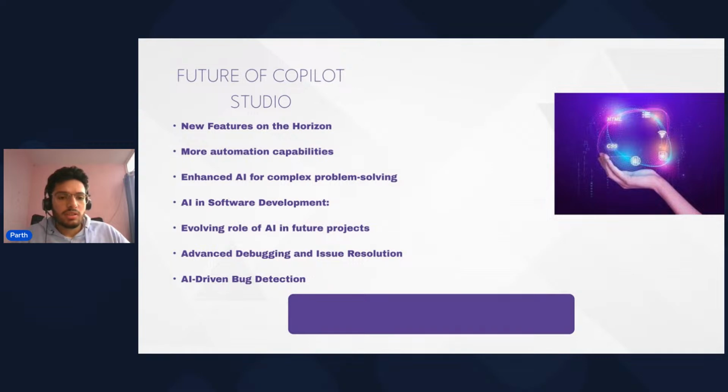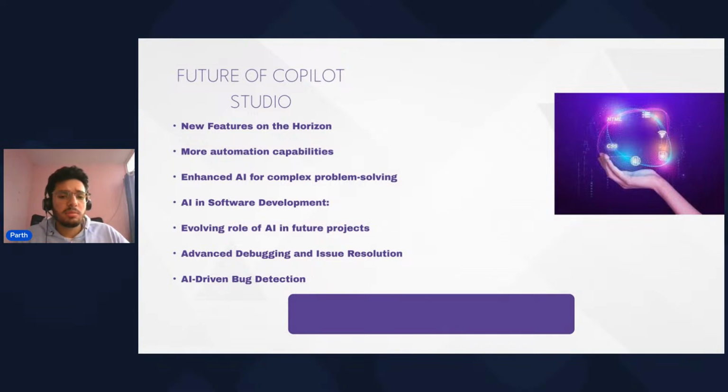For the next part, we have AI in software development, which is the evolving role of AI in future projects. AI is now used almost in every aspect of our lives. It is embedded in almost every app. I think we need to tap into the power of AI, and actually think about how we are going to use it. We really need to utilize the power of AI now. So I think the evolving role of AI is a significant part of your development cycle.